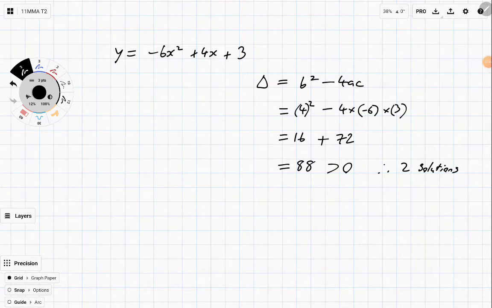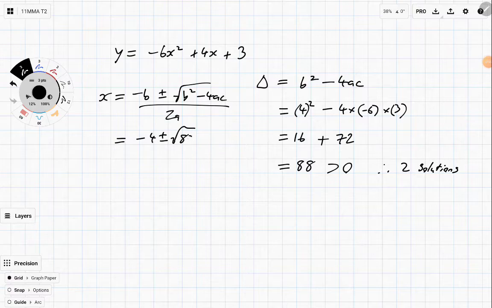So this should be the standard use of the formula. x equals minus b plus or minus the square root of b squared take 4ac all over 2a, which is minus 4 plus or minus the square root of 88 all over 2 times negative 6. Minus 4 plus or minus the square root of 88 all over negative 12. Now we could work out our 2 solutions from here, but there's a little bit more simplification that needs to happen, and the issue is with the square root of 88.